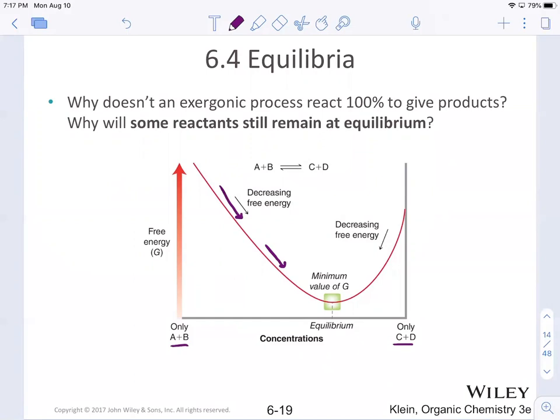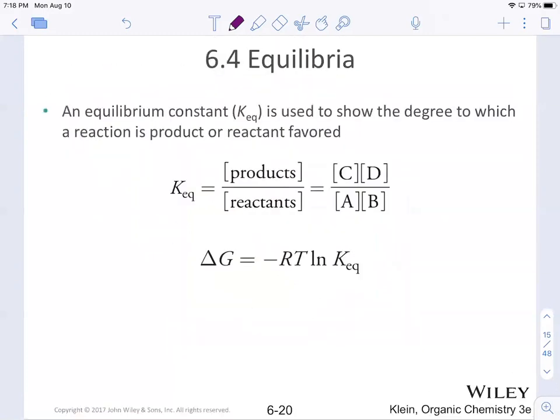So as you make more and more products, it's kind of a double-edged sword. Yes, you're making more and more products, but then they can slam into each other and go backwards and make reactants. So eventually the forward reaction rate will equal the reverse reaction rate. And what you get is this minimum value of G. And this is what we call equilibrium. What we've defined for equilibrium is an equilibrium constant, products divided by reactants. And that is what we can use to show the degree to which a reaction favors the products or the reactants.